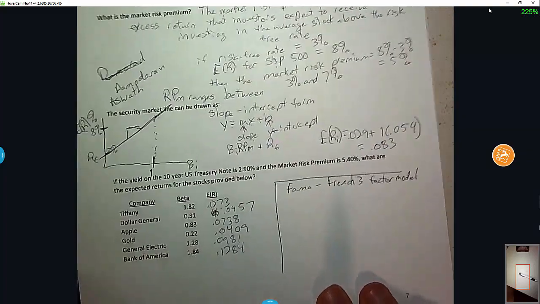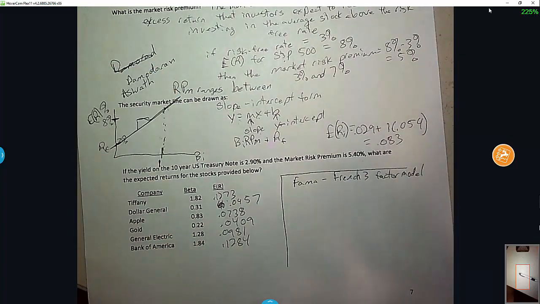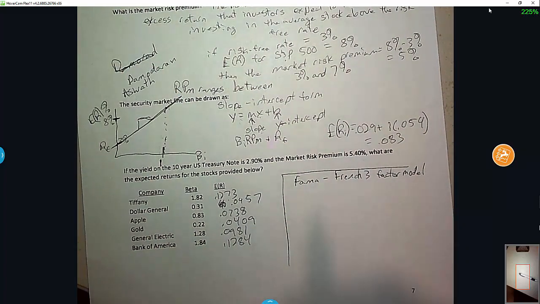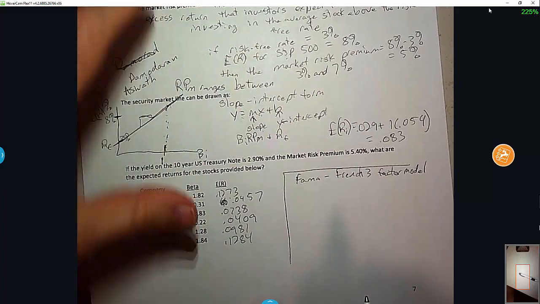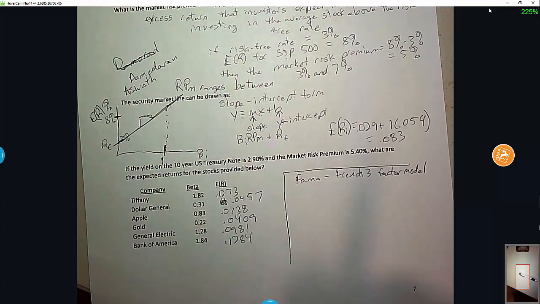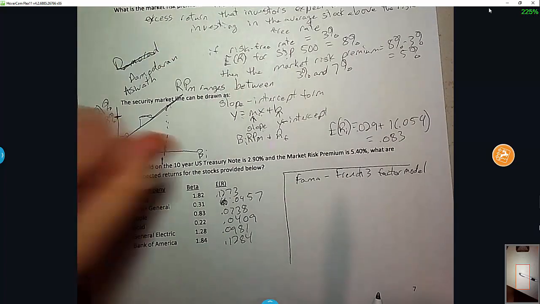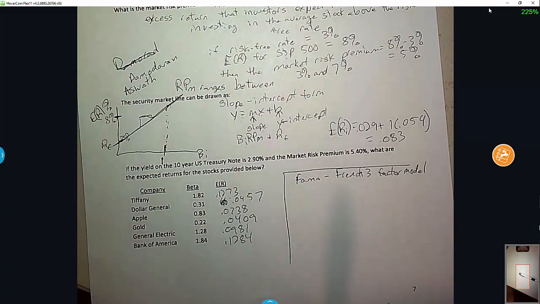So in the early 1990s, Eugene Fama and Kenneth French tested the capital asset pricing model. They tested this model here. They went back for several years, several decades, and tried to see if the beta of the firm could predict the returns, and they found that it didn't. And they wrote a really big research paper on this. It's been published in the top journals.